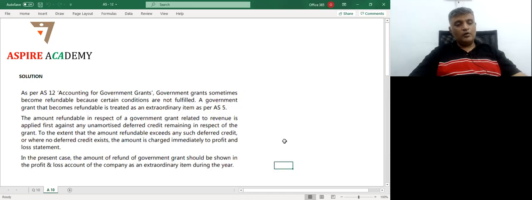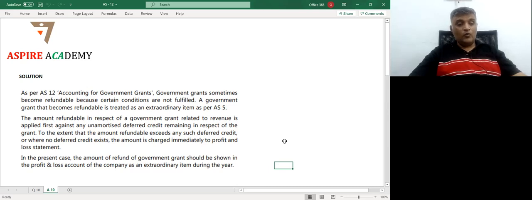Look at this. As per AS12, government grants sometimes become refundable because certain conditions are not fulfilled. A government grant that becomes refundable is treated as an extraordinary item as per AS5. The amount refundable in respect of a government grant related to revenue is applied first against any unamortized deferred credit remaining in respect of the grant. In the last problem, it was 8 lakhs left in the deferred grant credit account. So we are debiting that first.